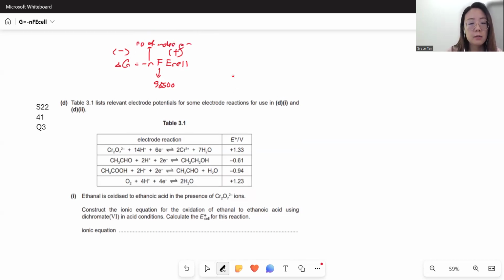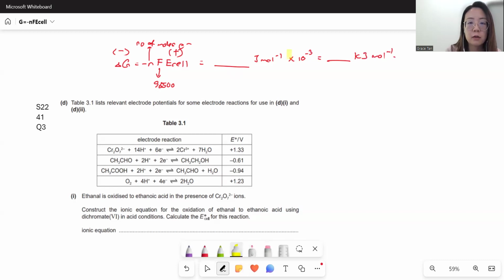Okay, now something to bear in mind is that when you calculate, you will get joule per mole by default. So please divide by 1000 to make it kilojoule per mole. A lot of students make the careless mistake of forgetting to divide by 1000.